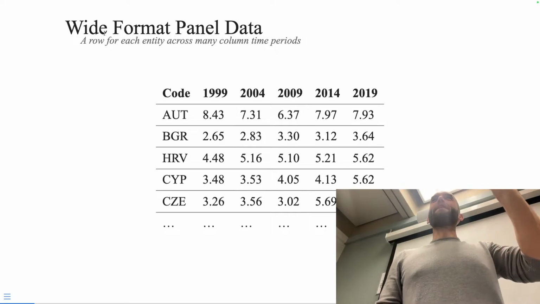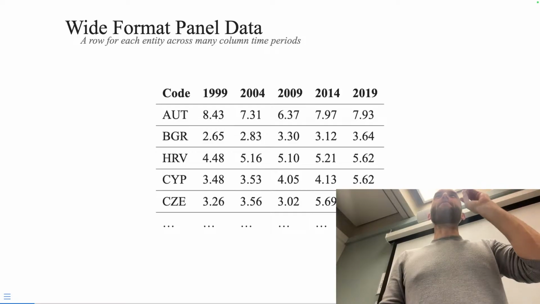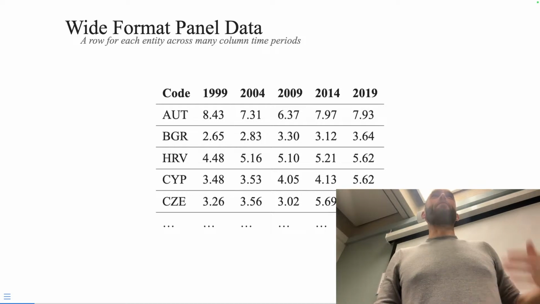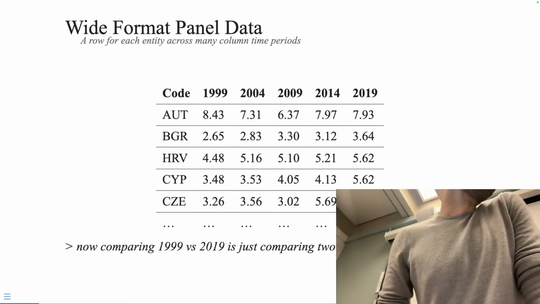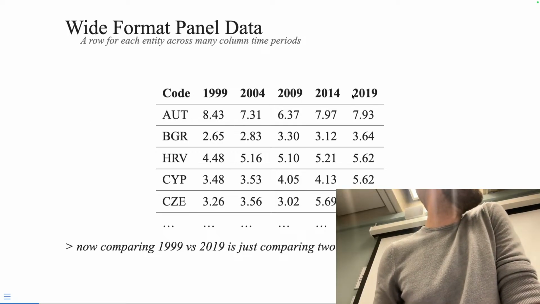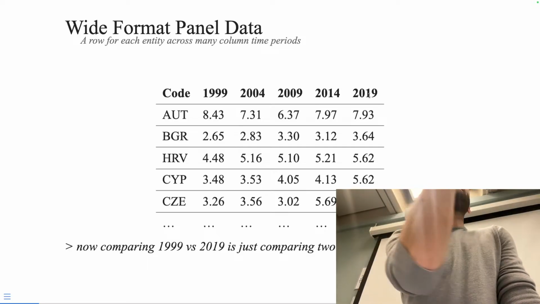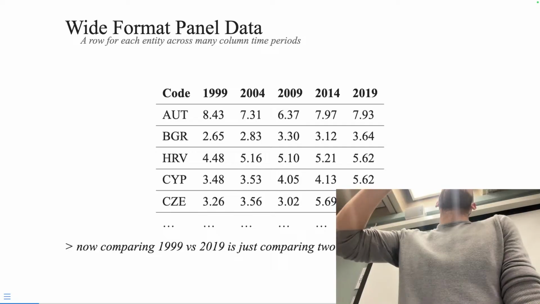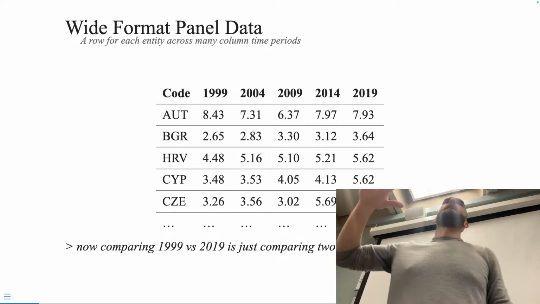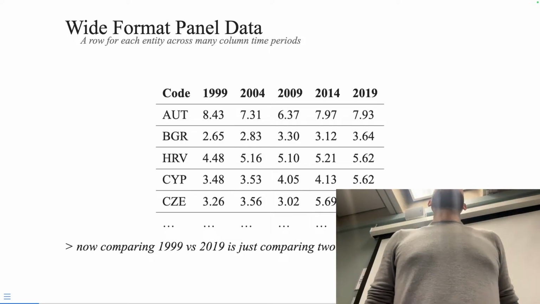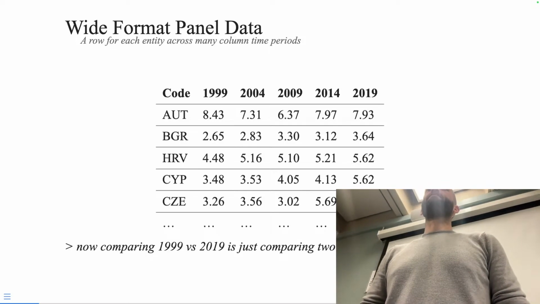Okay, any questions about this? If this feels like it's in the weeds, I'm going to show you why this actually is useful in practice. If we're comparing between 1999 and 2019, all we're doing is comparing between these two columns, where before we had to think about which row we were comparing to for the same country. And this makes our job much, much easier for a lot of kinds of questions.